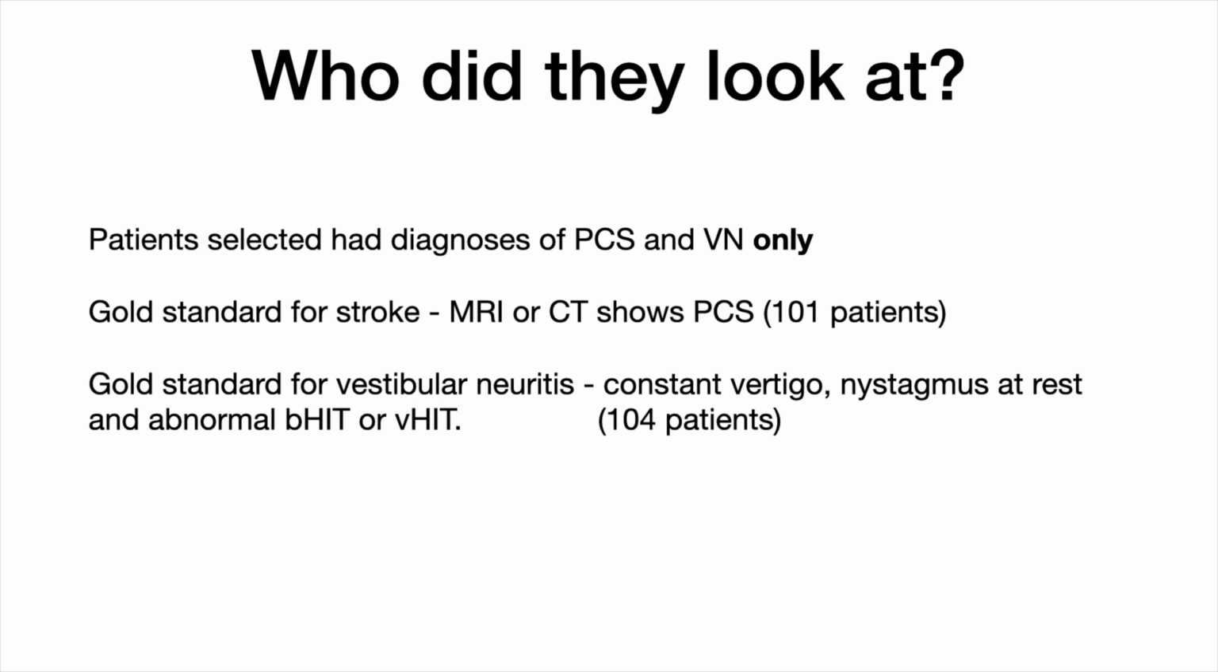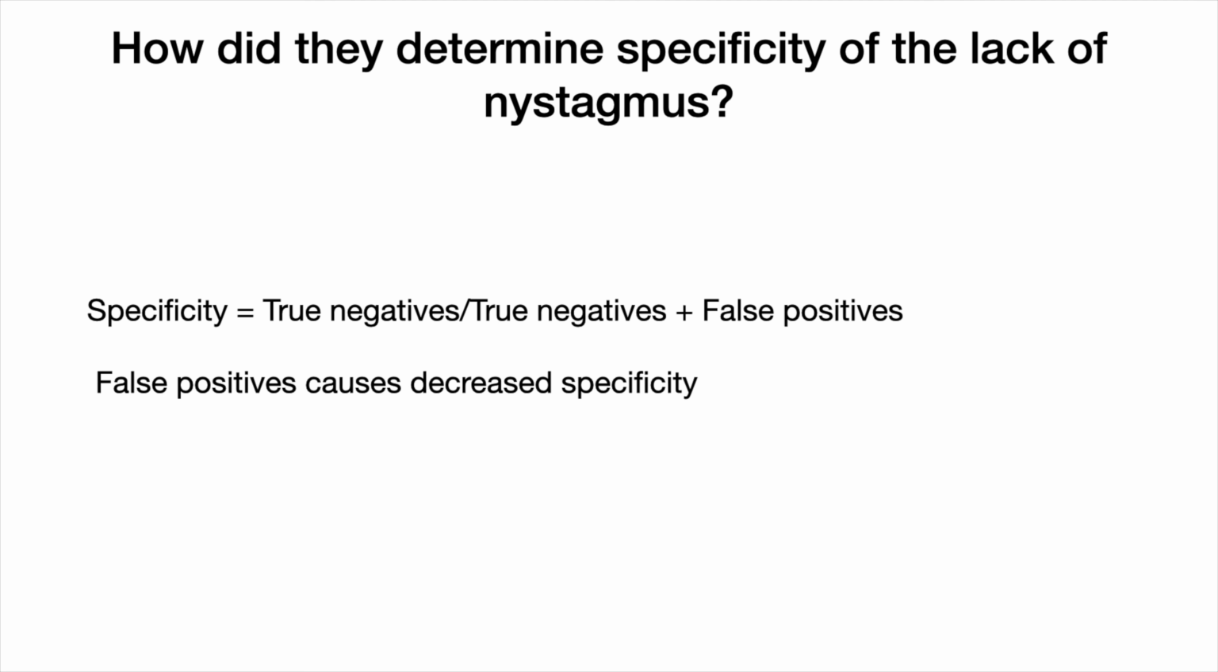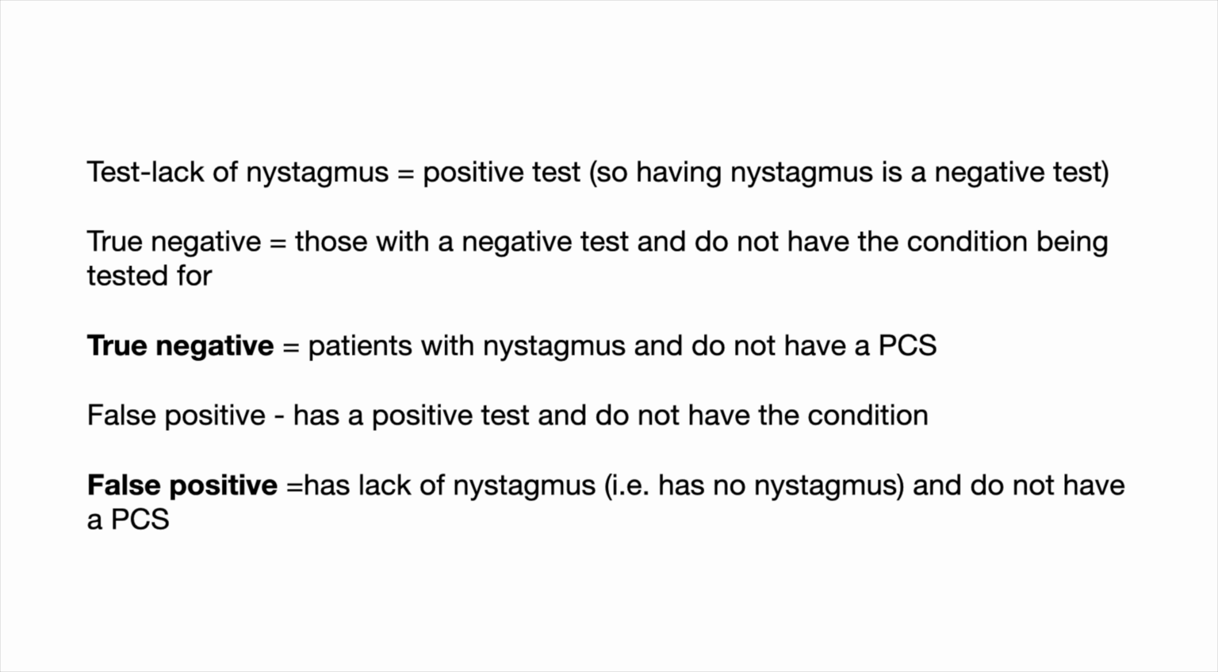patients with vestibular neuritis. They determined the specificity using the standard equation for specificity, that is, true negatives over the true negatives plus false positives. It's the false positives that will decrease the specificity of any test. Now this is where they use a double negative. It gets a bit confusing, so I'll lay it out for you.